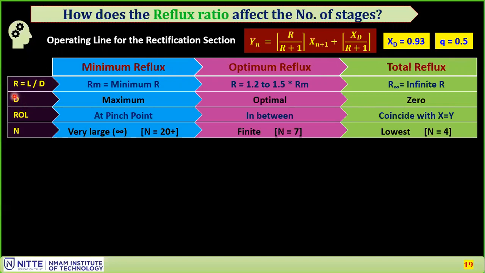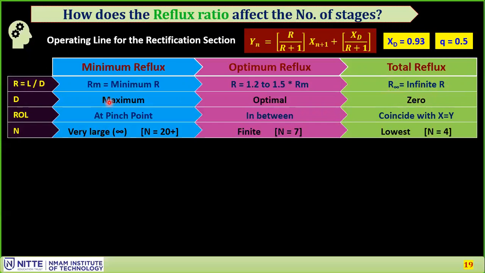Minimum possible product that you can take out is 0. That means there is no product at all. If D is equal to 0, what will happen to R? L by 0, infinity. So total reflux means infinite reflux condition. Under total reflux condition, reflux ratio is infinite, very large. Instead of saying infinite, I'll say very large. For this case, distillate is 0. This is one extreme end.